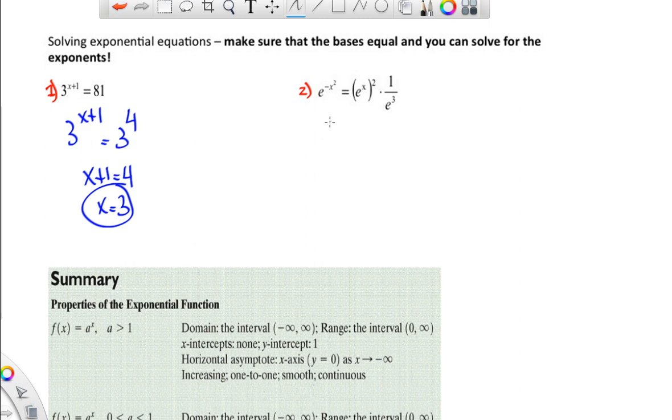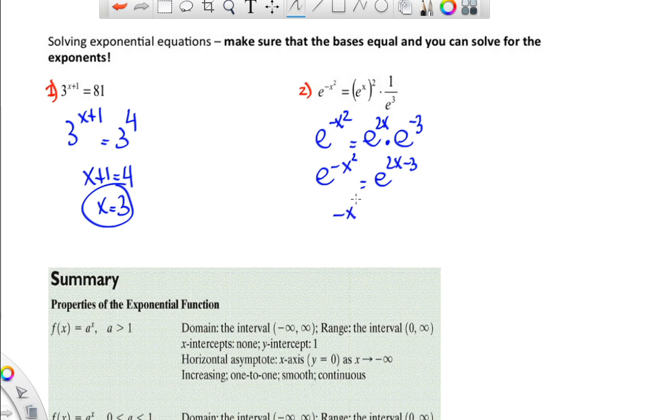Okay, what do we have over here? Well, we have a giant mess. On this side we're pretty good, but on this side we have a whole bunch of stuff going on. So we need to clean up the right side. It's e to the power of 2x. Exponents multiply, exponent on exponent. And then I'm going to write this one as e to the negative 3rd, because when you multiply you can add exponents. So I get e to the negative x squared is equal to e to the power of 2x minus 3.